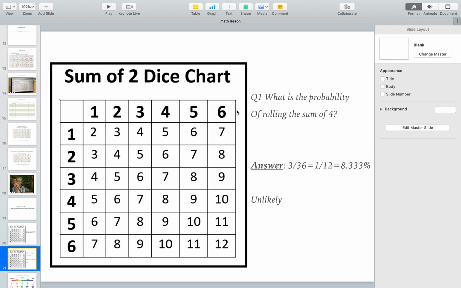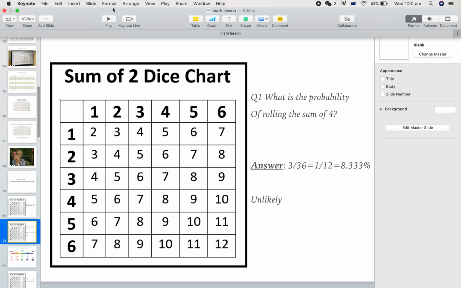Now, if we look at the answer, there are 36 possibilities, but we need the sum of 4. So we will write 3 over 36 or 1 over 12, and it's an 8.33% chance of getting a sum of 4. And it's unlikely. Now you can experiment with it at home and have a look. So we would have to roll 3 and 1, or 2 and 2, or 1 and 3. So the chance is quite low.